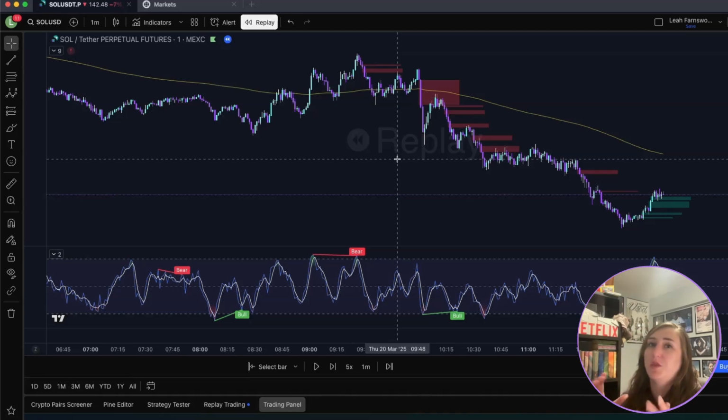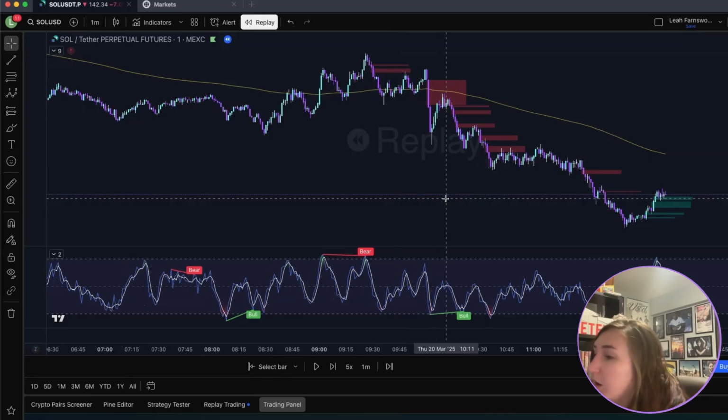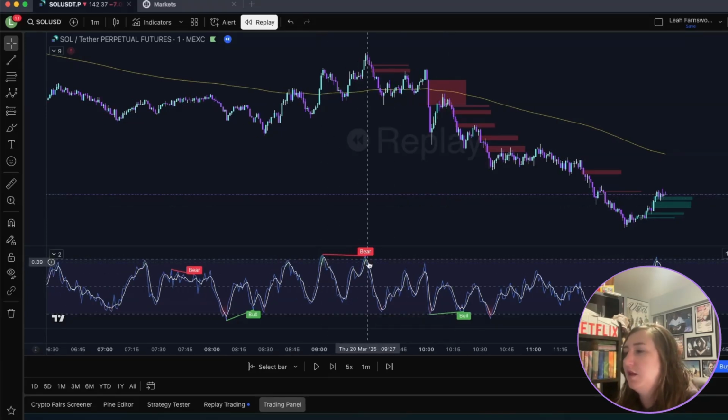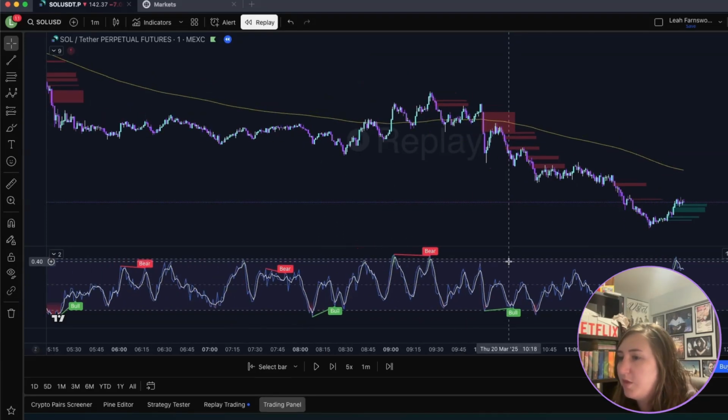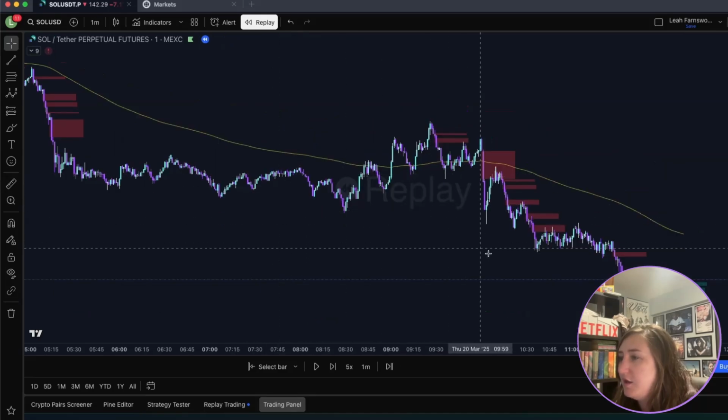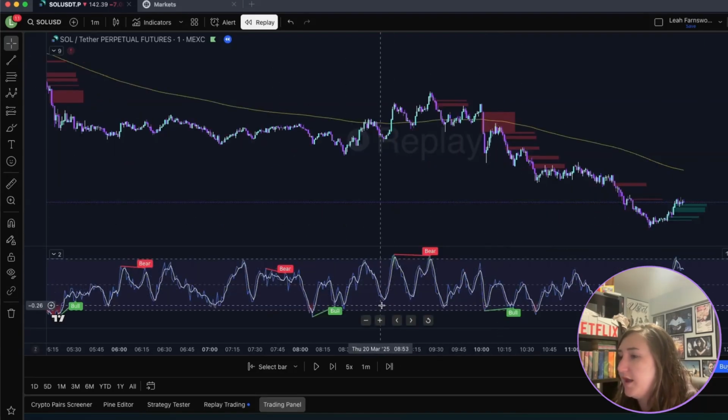You got to match it with other confluences like fair value gaps, Fibonacci, overall price action and market structure in order to determine if you should enter short into that trade. But it's definitely a helpful indicator. So that is how I use the RSI.